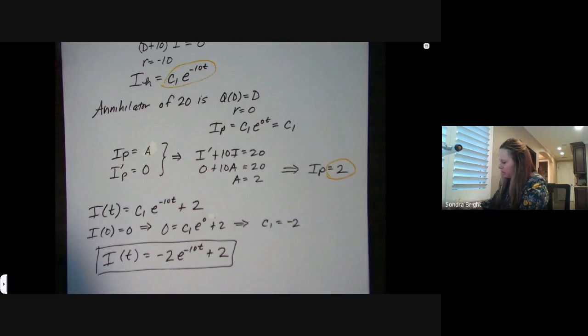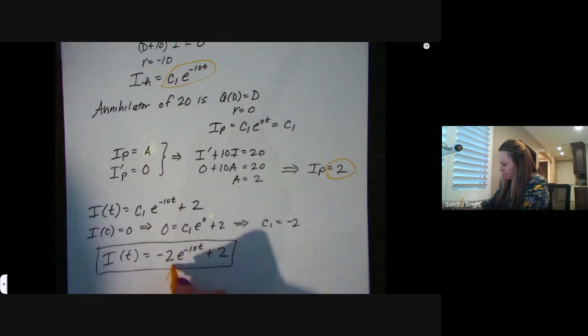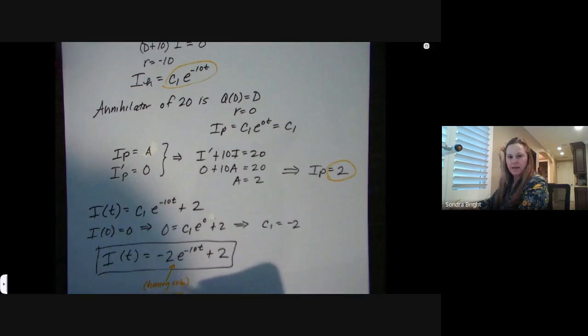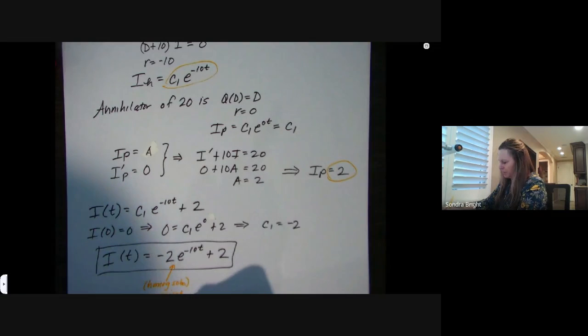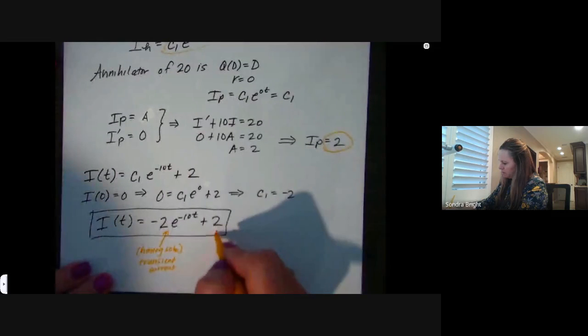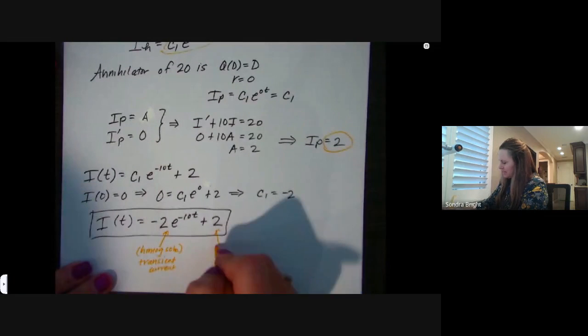As a side note, the homogeneous solution, right, was what we call the transient current. And the particular solution is called the steady state current.